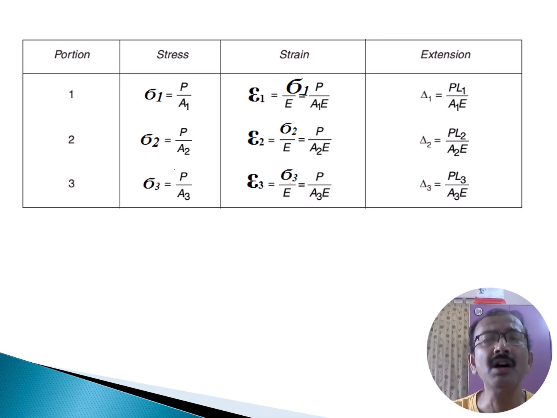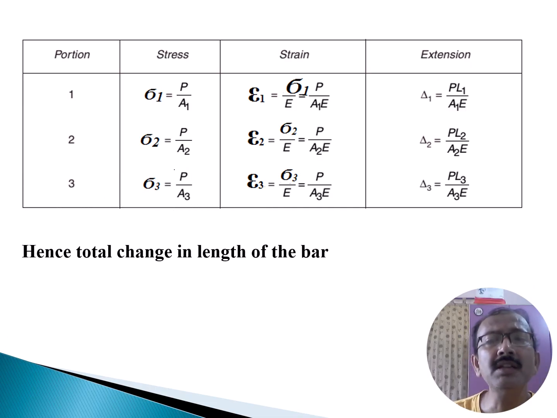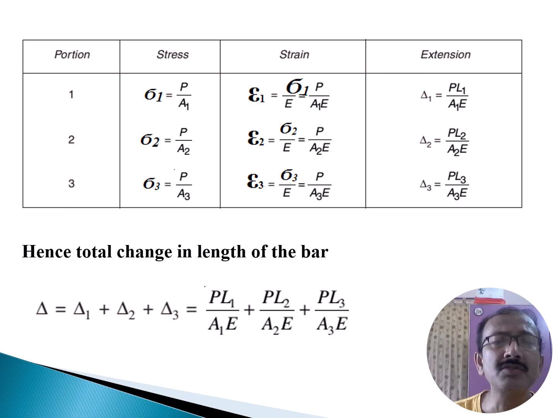For portion 1 the stress is sigma 1, portion 2 sigma 2 and portion 3 sigma 3. Correspondingly the strains are epsilon 1, epsilon 2 and epsilon 3, and finally the extensions are del 1, del 2 and del 3 in portions 1, 2 and 3 respectively. So the total change in length of the bar, del, equals del 1 plus del 2 plus del 3, that is nothing but PL1 by A1E plus PL2 by A2E plus PL3 by A3E. So it is the sum of all the three extensions.